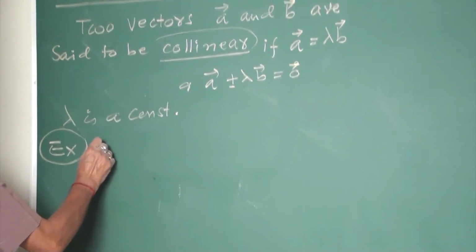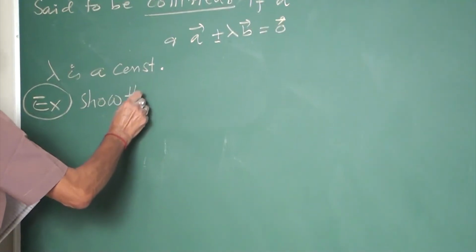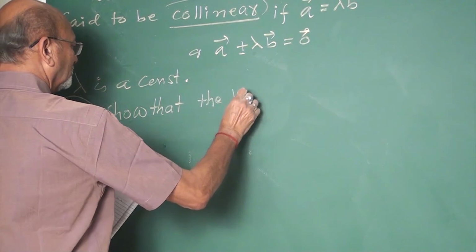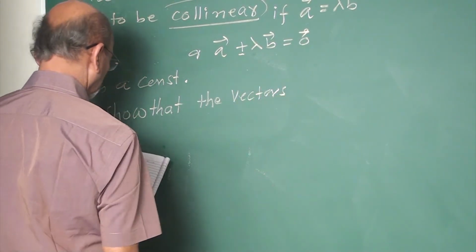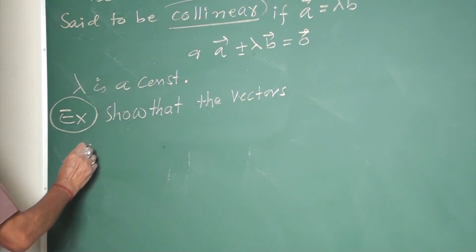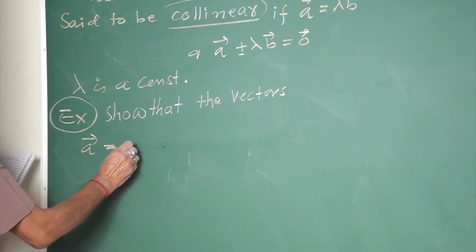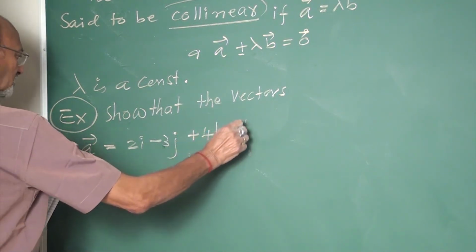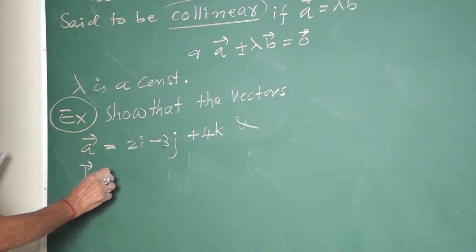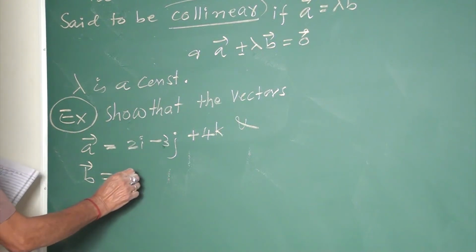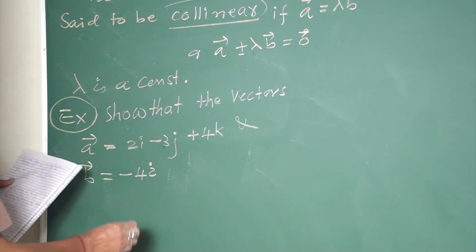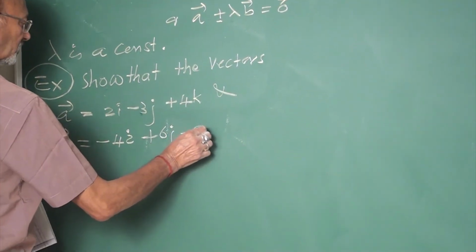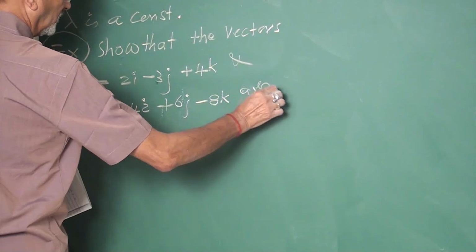Yes, my friend. One example based on this. Show that the vectors A equal to 2i minus 3j plus 4k, and vector B equal to minus 4i plus 6j minus 8k are collinear.